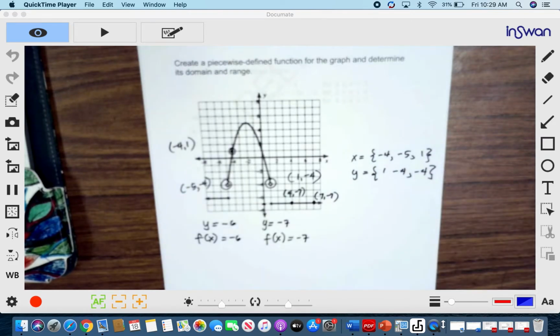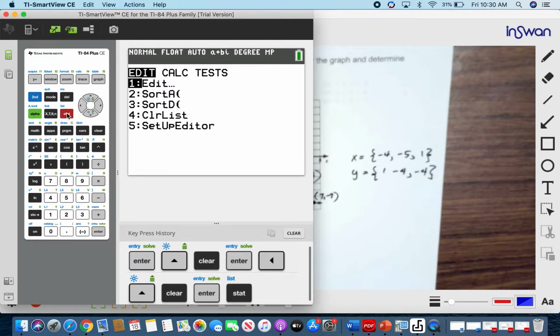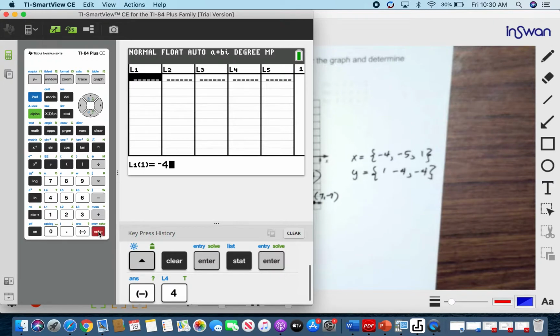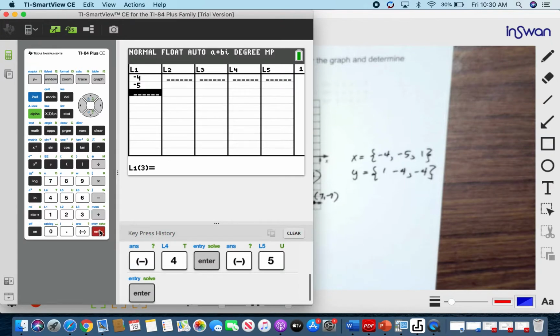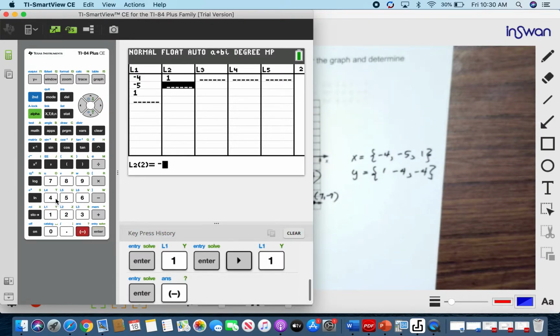So let's try to find the equation by means of our calculator. So we will input this. How do we go to this function of the calculator? You just have to go to stat and then edit, enter that, and then put all the values in the first column for x: -4, -5, and then +1. Okay? And then go to the y. You have 1, -4, and then -4. Okay?